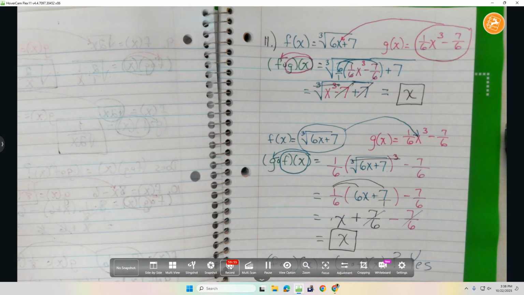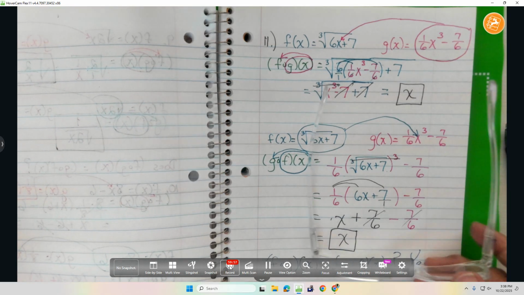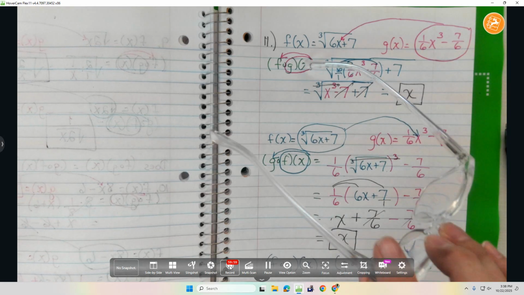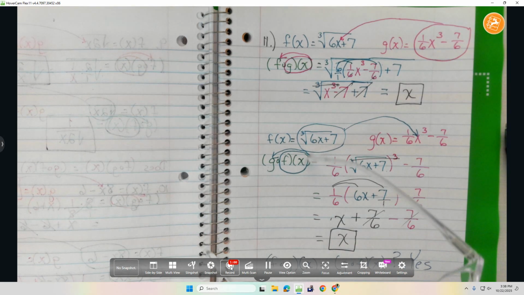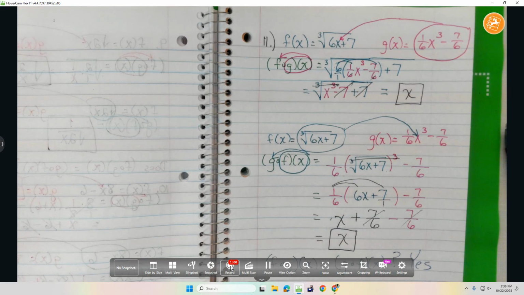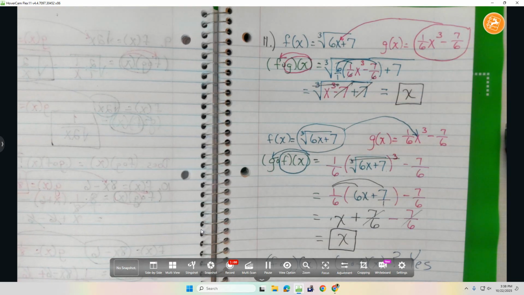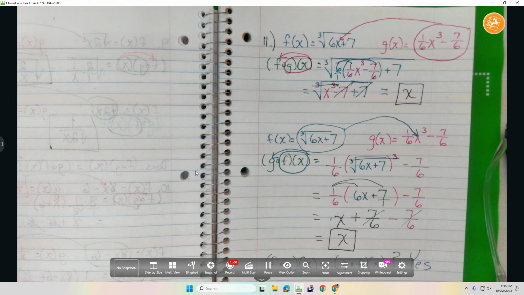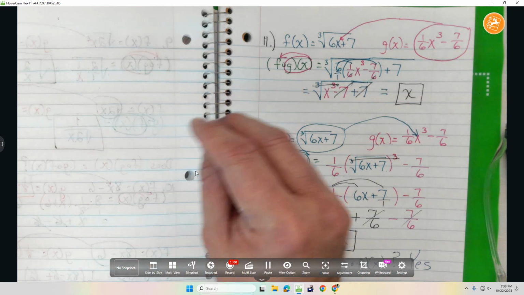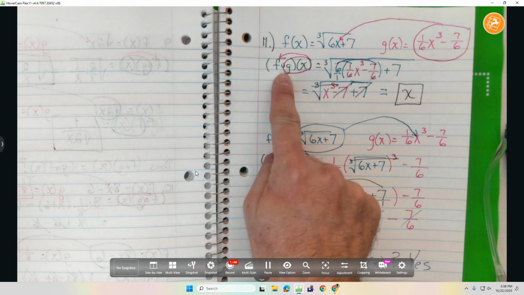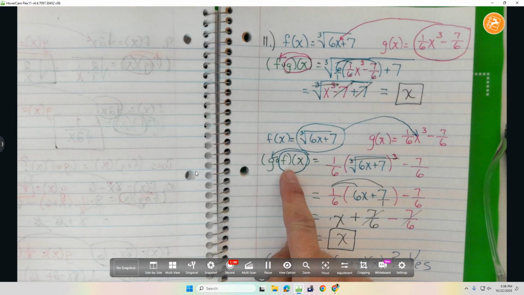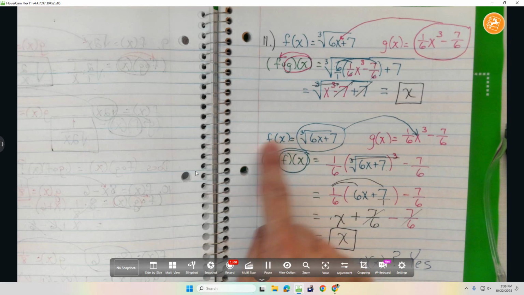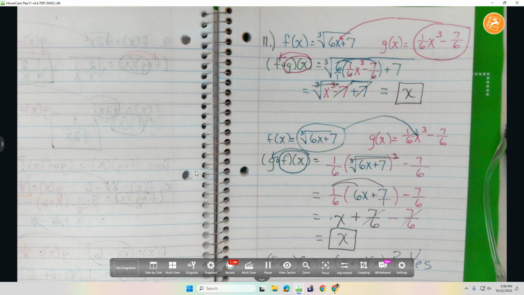f of g of x means plug g of x into f of x. g of f of x means plug f into g. It's just a shorthand notation. Instead of writing out, plug g of x into f, or plug f of x into g, there's the shorthand notation. So, any questions there?